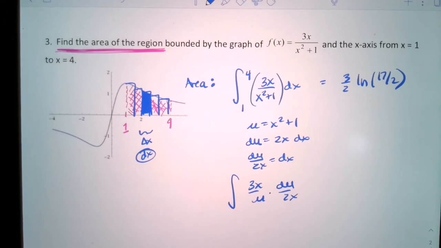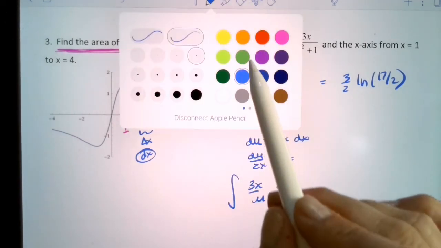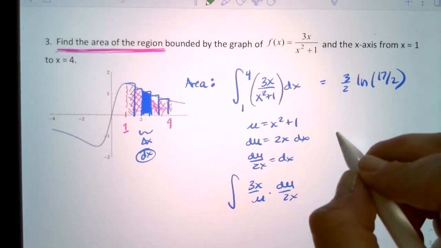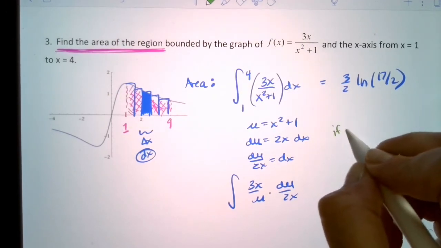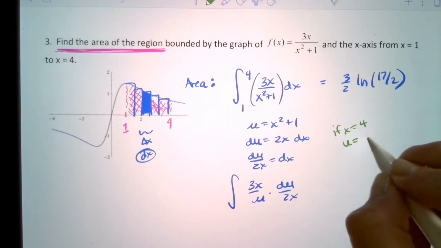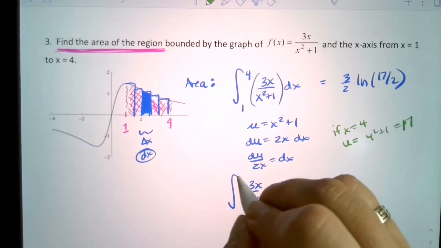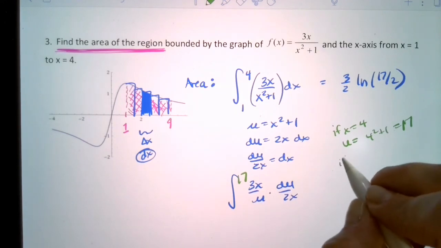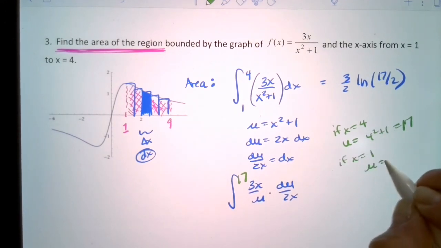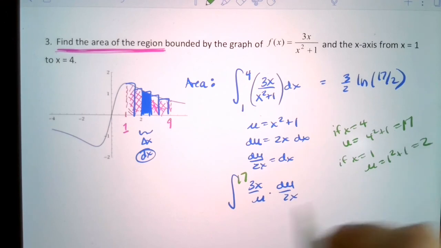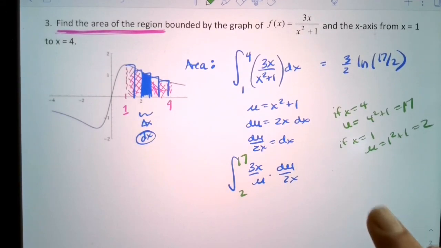So there's my u substitution. What I think I'll do here is do that complete change of variables. You don't have to, but I'm going to decide that, hey, if x equals 4, then u is going to be 4 squared plus 1. So that means u is going to be 17. And if x equals 1, then u is going to be 1 squared plus 1, or 2. I can just do that complete change. I can throw those limits of integration out because they actually belong to the u variable. And so I can get rid of those x's.